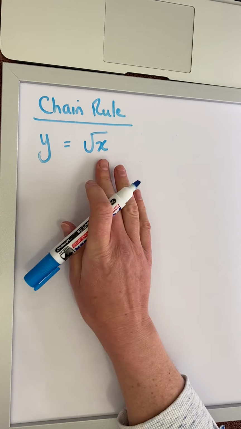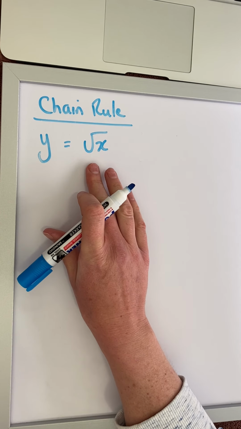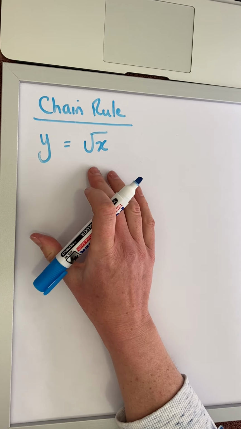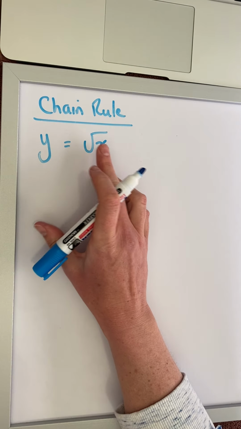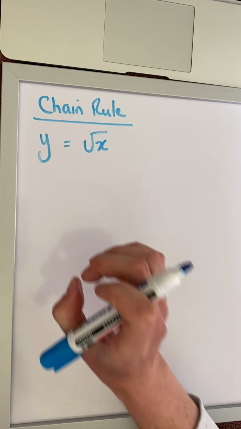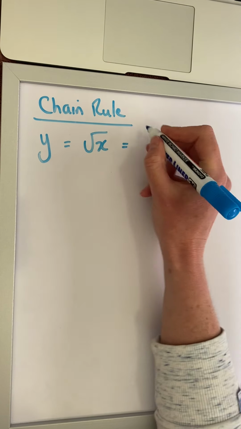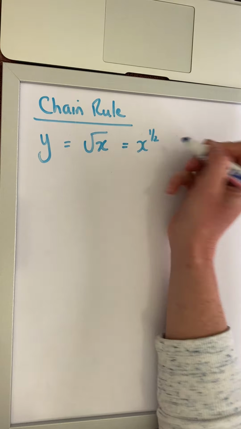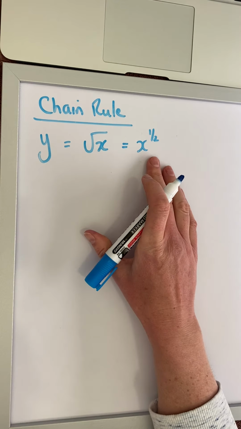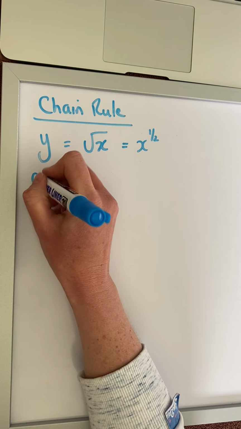So where we have a function like this, where y is equal to the square root of x, we can't actually apply our differentiation rules directly because of the square root sign. Remember, differentiation is all to do with applying rules to powers. So we must actually rewrite the square root sign as x to the power of a half. Once we've done that, we can now apply our normal differentiation rules.